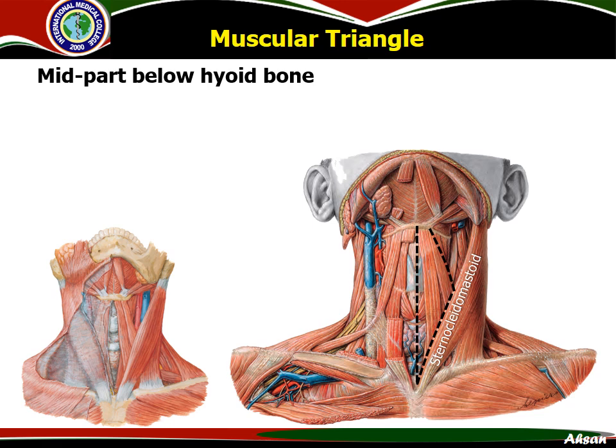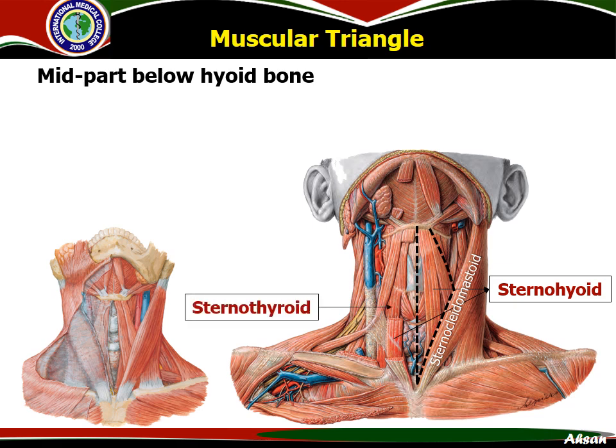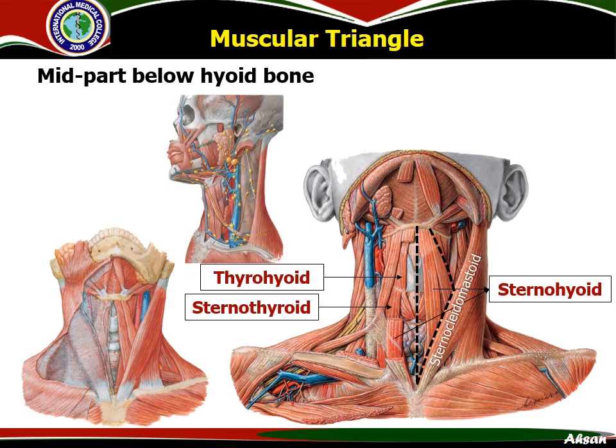This triangle has a floor on the lateral part. This is the superior belly of the omohyoid muscle, and then you get the sternohyoid muscle. Then deep to this lies the sternothyroid muscle, and above this is the thyrohyoid muscle. You can see this triangle contains some lymph nodes.